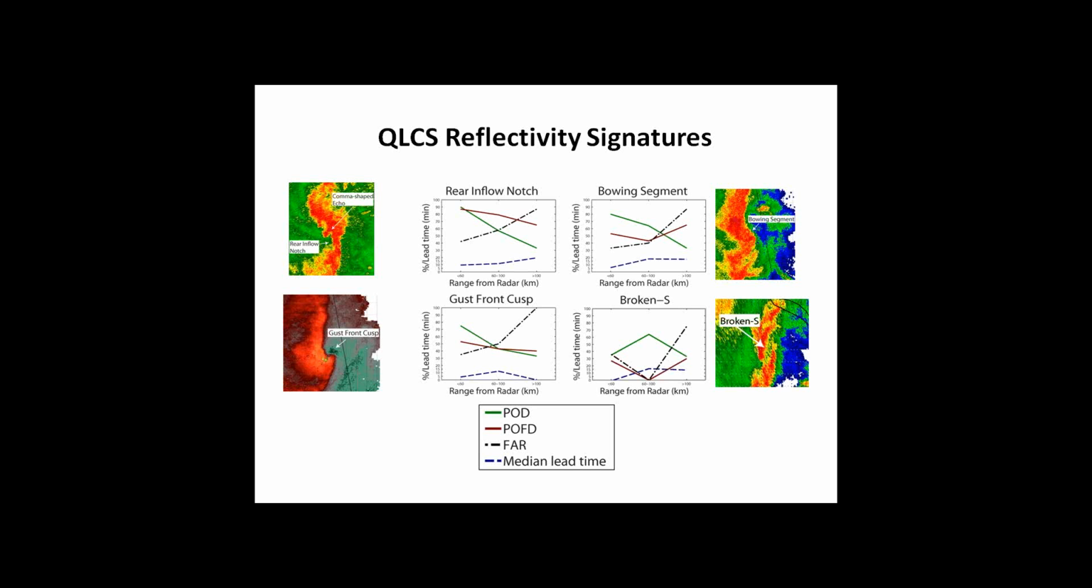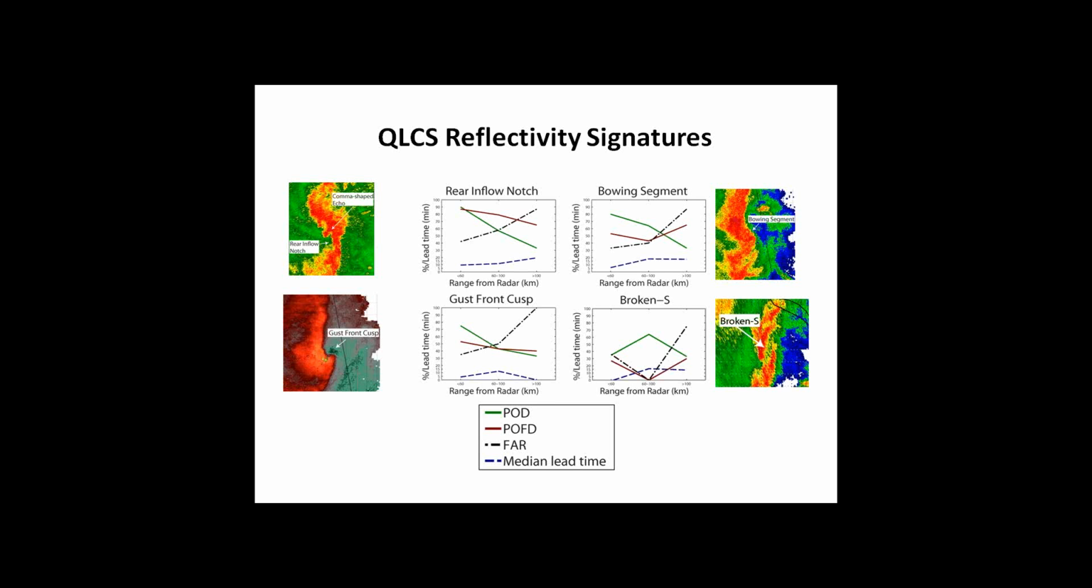So these first three signatures, the rear inflow notch, the bowing segment, and the gust front kink, again, close to the radar, within 50 kilometers, we found pretty high probability of detection with these signatures, around 80 to 90%. But again, the probability of false detection was also fairly high, especially for the rear inflow notches. So they were a bit lower, closer to 50 to 60% for bowing segments and gust front kinks, which helped to lower the false alarm rate for those signatures down to 35%.